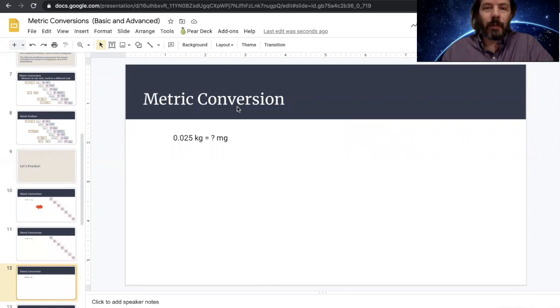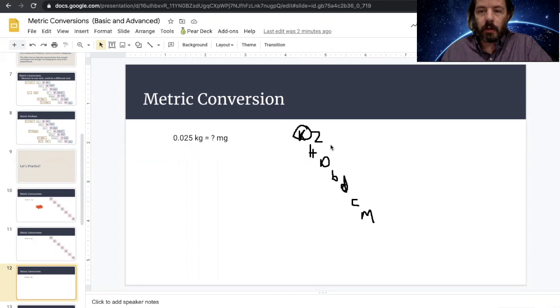All right, welcome back. Let's check our answers. The first thing I do when I get a problem, even though I'm pretty good at this, is out of habit sketch this chart very quickly, because when I don't and I go too fast, I usually make a mistake. So KHDBDCM, King Henry died by drinking chocolate milk. So I've got kilograms. I often circle the one I'm at. Where am I going? I'm going all the way to milli. 1, 2, 3, 4, 5, 6.